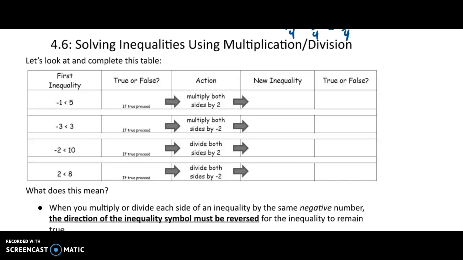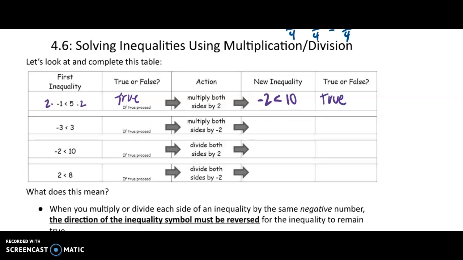So first we're going to look at the inequality. -1 is less than 5. This is true. And then we're going to multiply both sides by 2. -1 times 2 is -2, is less than, we just keep our inequality, and 5 times 2 is 10. So -2 is less than 10. This is true.